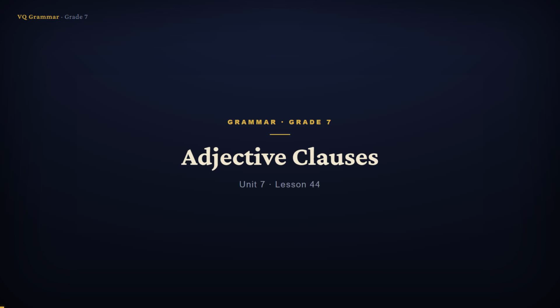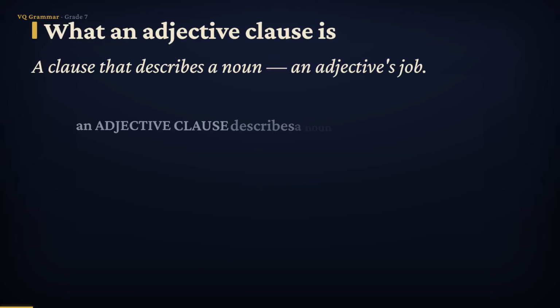This is Unit 7, Lesson 44, and our whole unit is about clauses and complex sentences. Today we're focusing on the adjective clause, a clause that quietly does the work of a single adjective. It describes a noun and tells us exactly which one we mean. Once you can spot it, you'll start seeing these clauses everywhere. Let's get started. So, what exactly is an adjective clause?